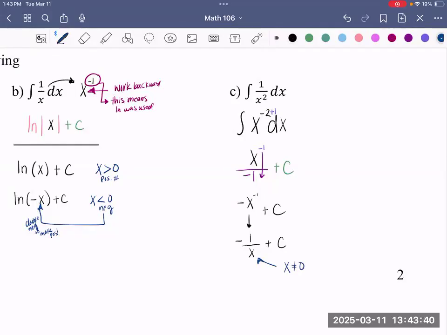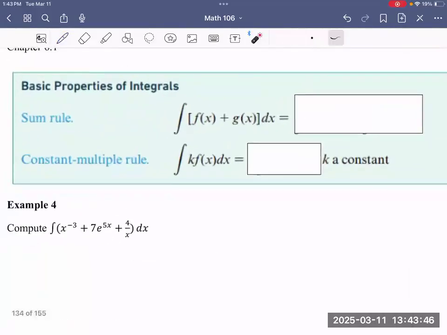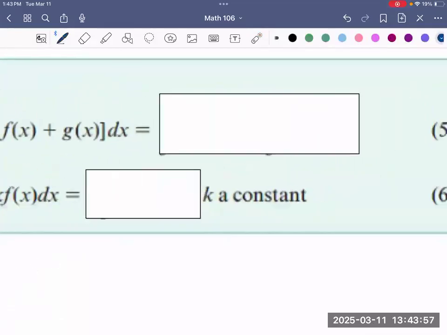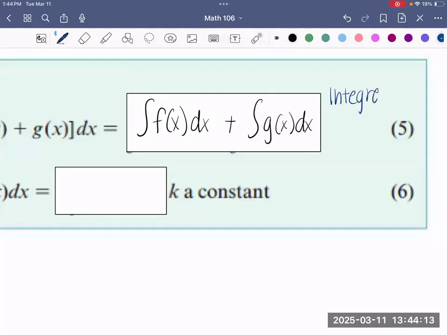Now let's take a look at some other basic properties of integrals that you're going to come across. We have something called the sum rule, where if we have the integral of f plus g of x, so multiple terms, what we can do is just integrate them separately. Just like you derived them separately, we can integrate them separately. So that's one of them.